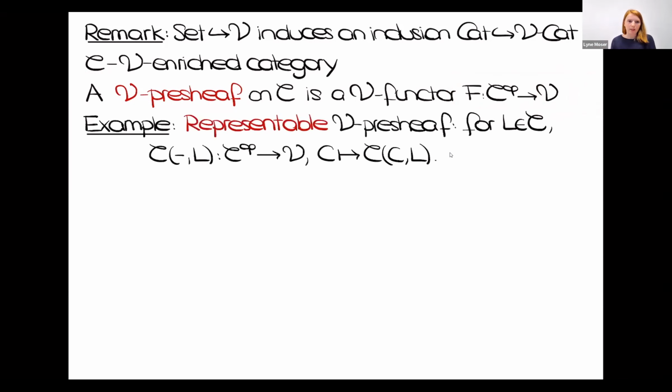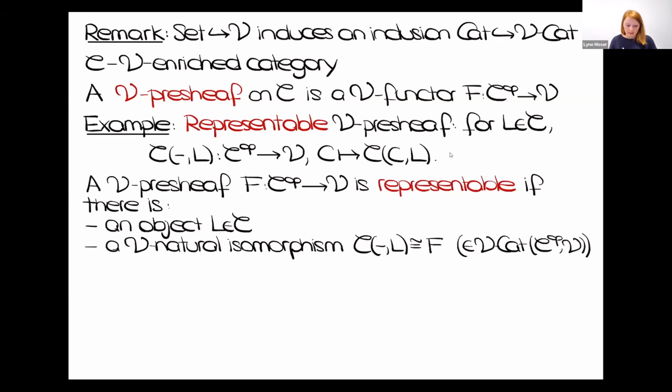So for example, we again have these representable presheaves, which send an object C to the object in V of morphisms from C to L. And so I have V-presheaves, I have representable functors, so I can say when a presheaf is representable, and it's again when it's isomorphic to a representable functor.